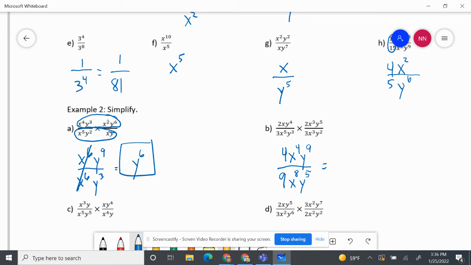Now I'm going to do the division. And remember, when I do the division, what I'm going to do is subtract the exponents. 8 minus 4 is 4. Notice that there's more x's in the denominator. 9 minus 5 is 4 also, but there's more y's in the numerator, so I put 4 y's in the numerator.